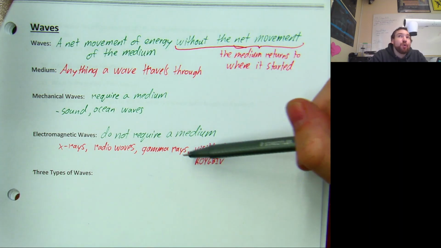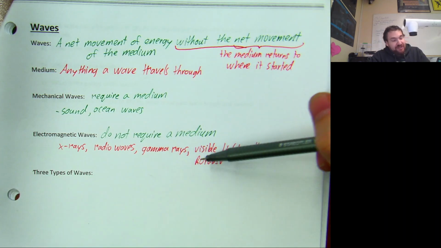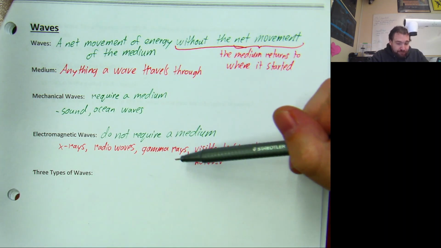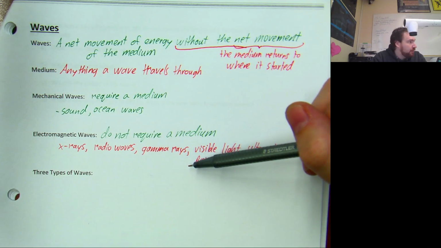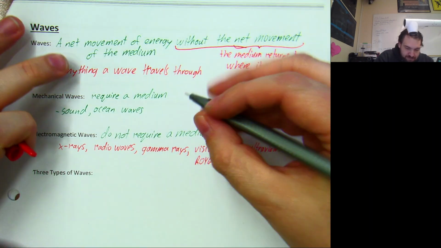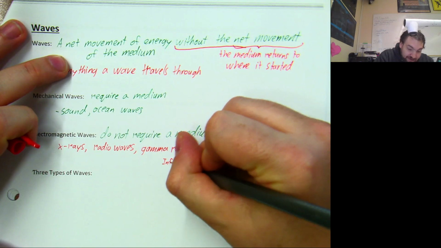And then on the other end here, what would make sense if red is on the longer end down here? What comes before red that you may have heard of? Infrared. I didn't hear you.